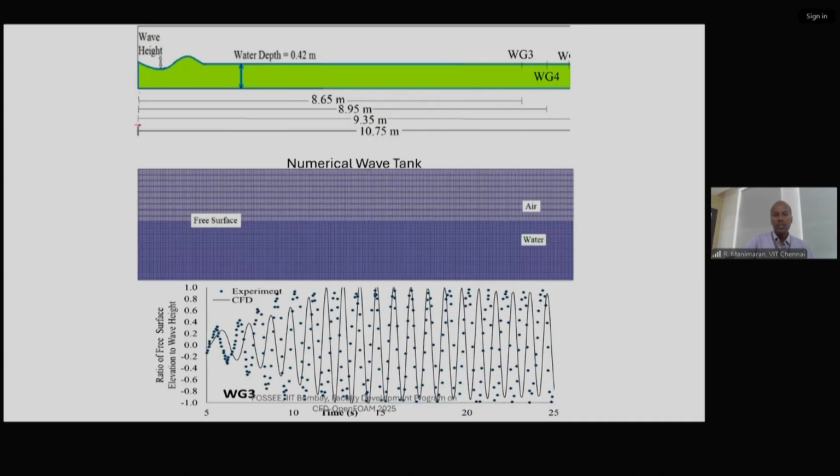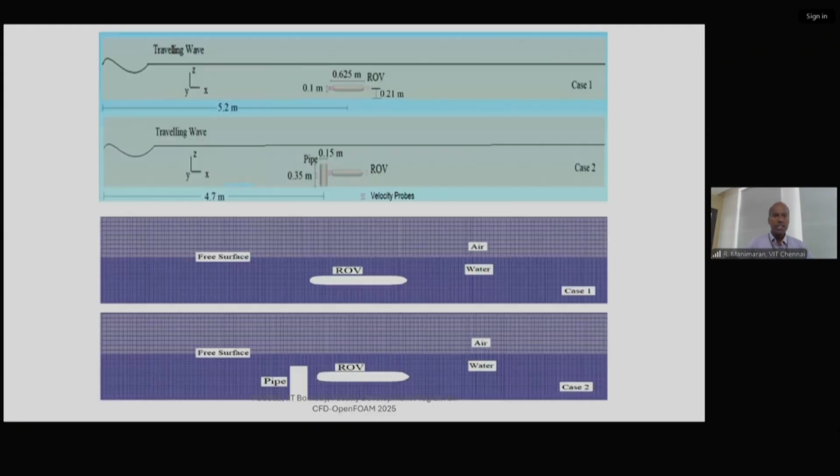Yet my study started with a simple numerical wave tank, where the wave is started on one side, and the wave propagates in this way, like you see at the top. On the free surface, we can see how the wave height is going up and down. So it can be captured, and we compared with the experiment; it's almost matching. Next, we introduce the ROV. How does the robot behave with a wave imposed on the top, like a traveling wave?